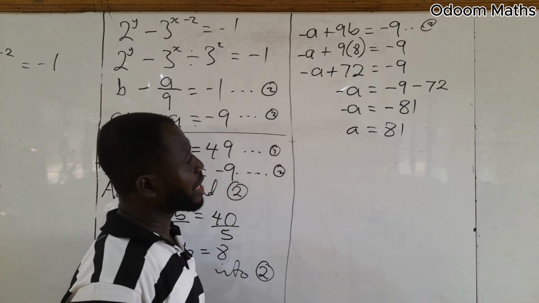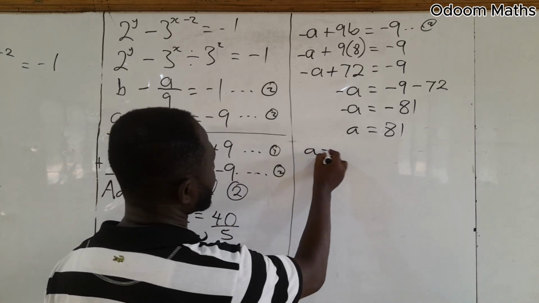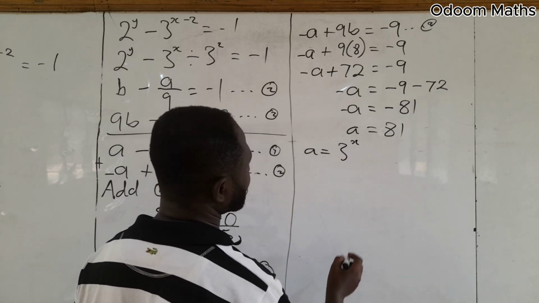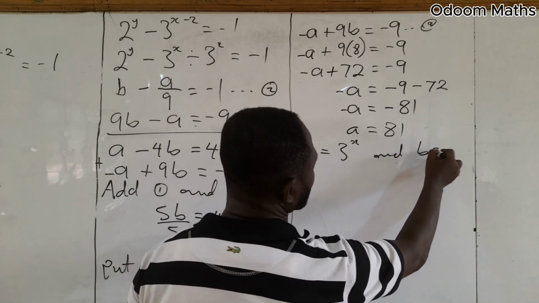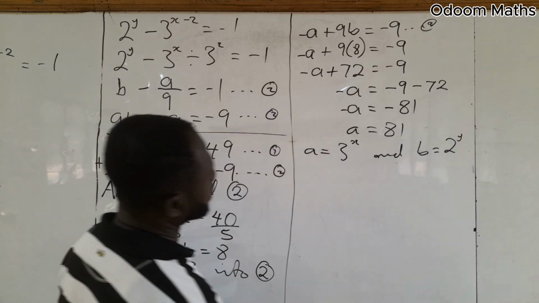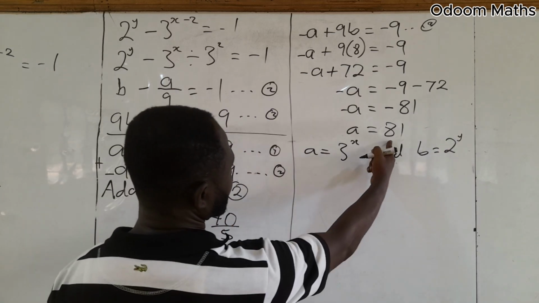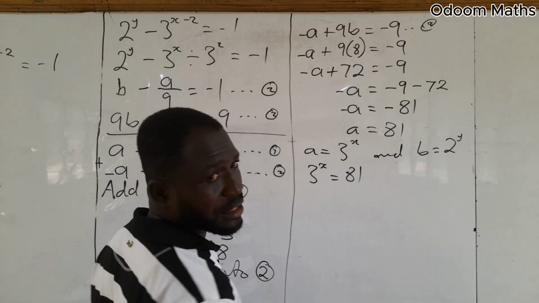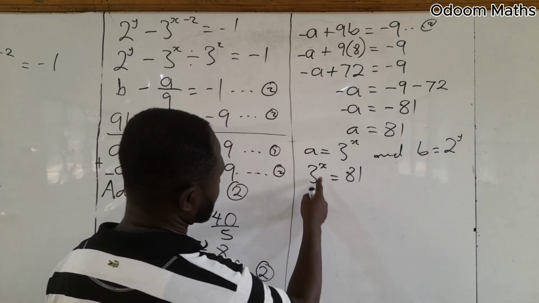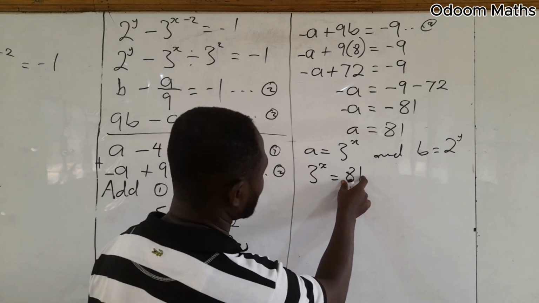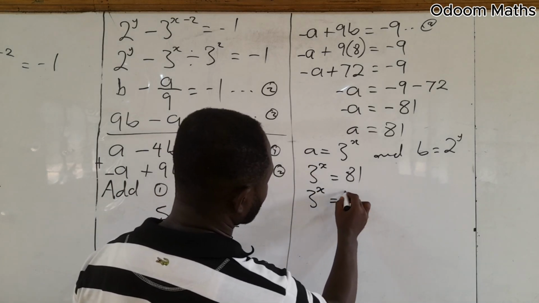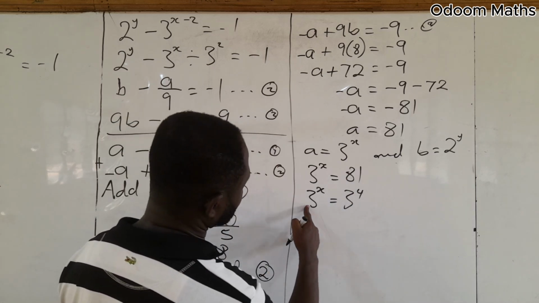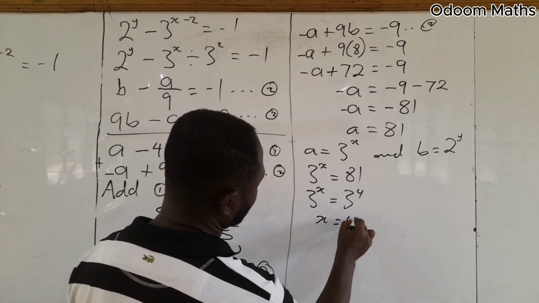But please, we are not done, because we said a should be 3 to the power x and b is 2 to the power y. So we can say that 3 to the power x is equal to 81. Let's get 3 to a certain power that will be equal to 81. So 3 to the power x becomes 3 to the power 4, because 3 to the power 4 is 81. Since the bases are the same, x becomes 4.